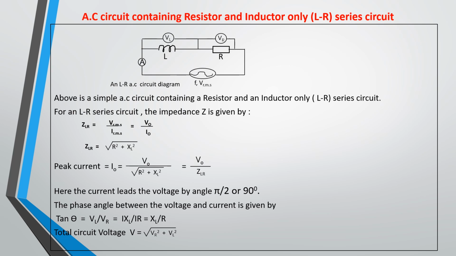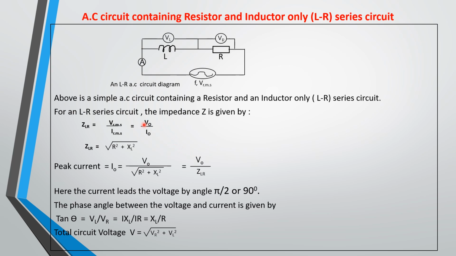This is a typical diagram of an AC circuit that contains an inductor and a resistor only. So this is your inductor, and the symbol for inductor is L, and then this is your resistor that is in series. This is the voltage to the circuit, and this is the frequency of the circuit. So this circuit drawing represents a simple inductor-resistor series circuit.